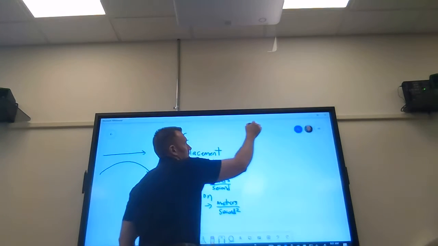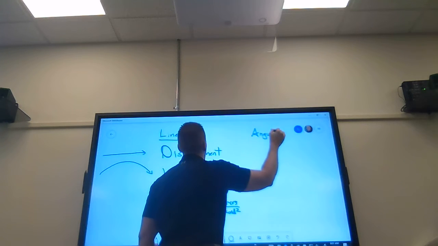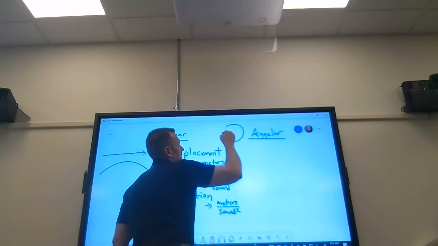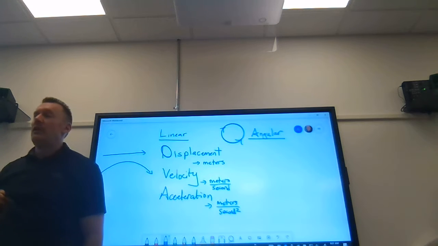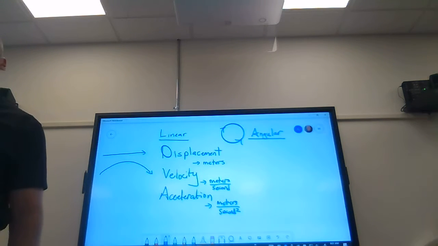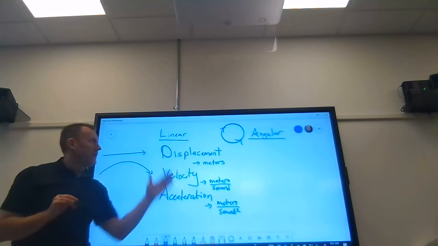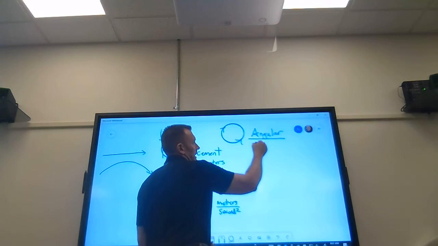Angular movement is rotation about an axis. So we have clockwise and we have counterclockwise. We have a central axis around which movement is taking place. So we have angular displacement, which is displacement from an angular standpoint.